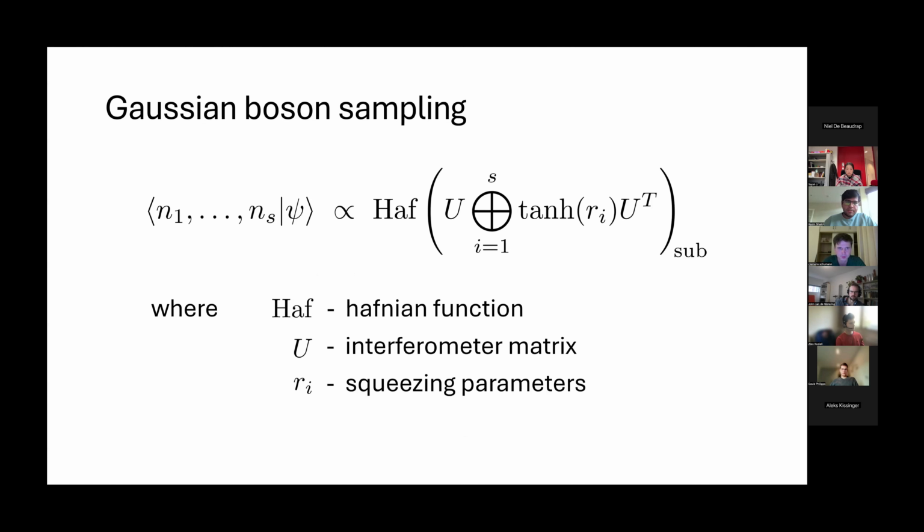The reason why Gaussian boson sampling is a hard problem is because it samples from a Hafnian of a matrix. This Hafnian function takes in a matrix and gives a number, and you can show that calculating the Hafnian is Sharp-P hard. The amplitude for this is like, you start with psi, which is some Gaussian state that you have generated, and then you sample n1 to ns number of photons. This amplitude depends on the matrix of the interferometer that you use to create the Gaussian state, as well as the squeezing parameters.